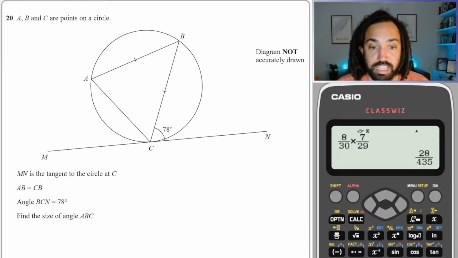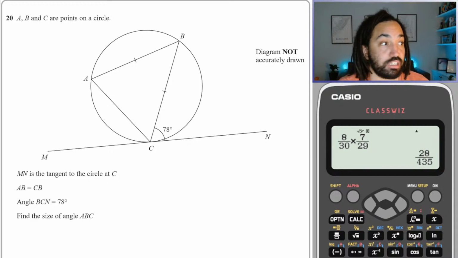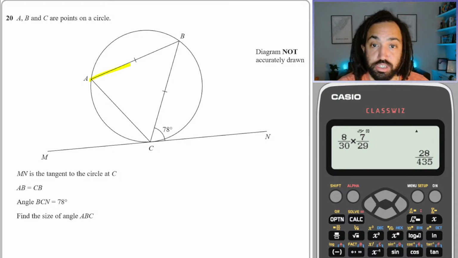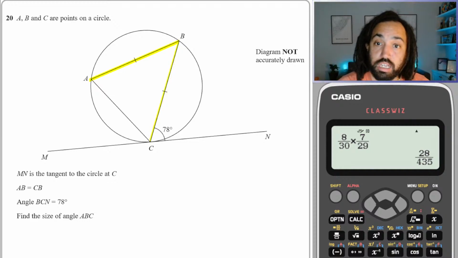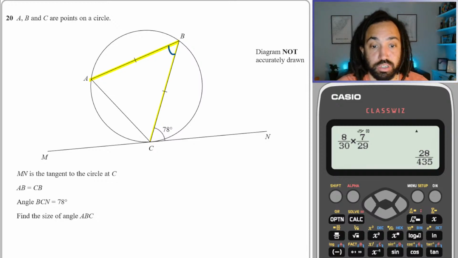Okay, so we've got ABC. It says find the angle of ABC. Well, as you know, you draw a line from A, then to B, and then to C, and it's the angle that creates will be the angle ABC. So it's this angle that we're looking for up here.